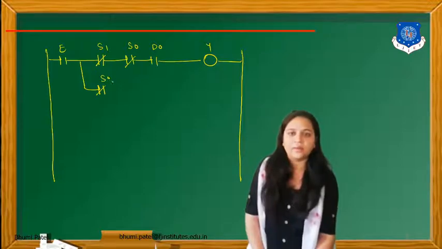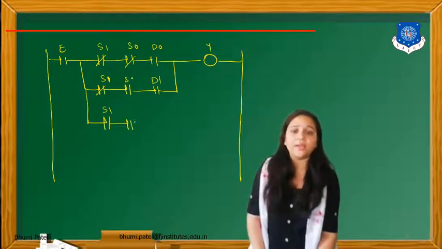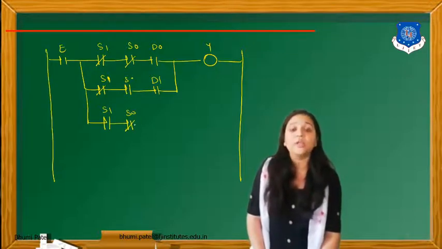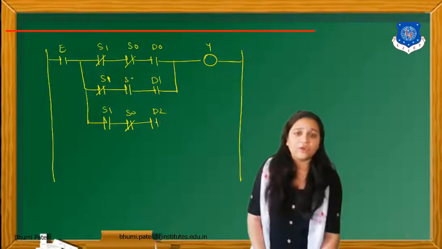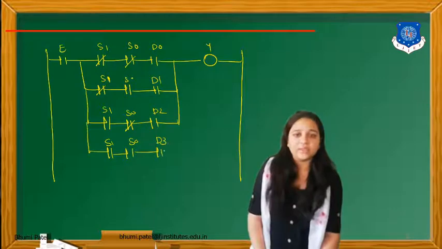Now the second condition for the output is S1 complement, S0 as it is, and D1 we can put in the parallel connection because all the terms are in addition. Now the next condition is S1 is a normally open contact, S0 is connected as normally closed, because here S1 S0 complement and D2 for the normally open contact. And the fourth possibility is both the selection lines are high and the input is D3, that time the output should be on.